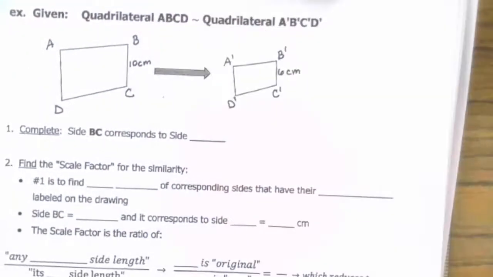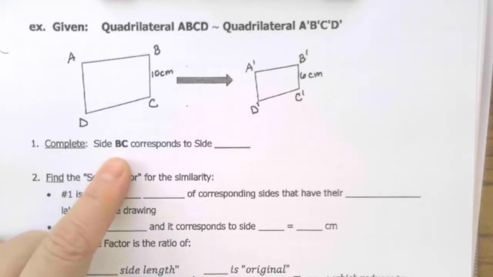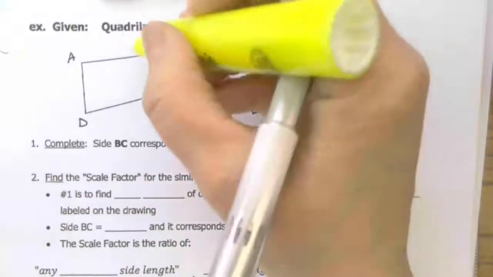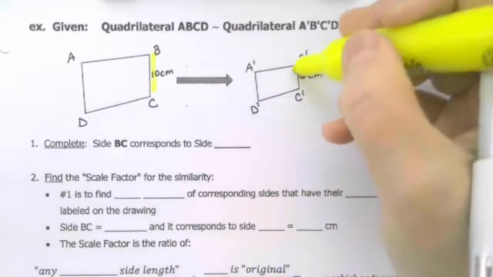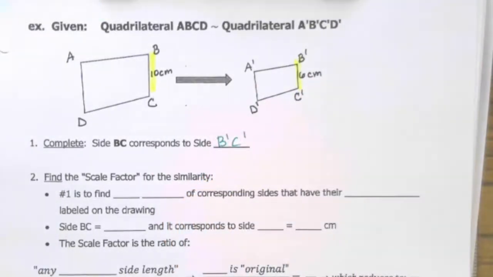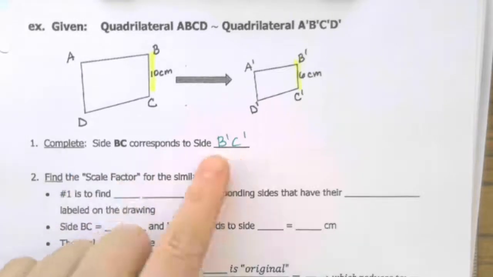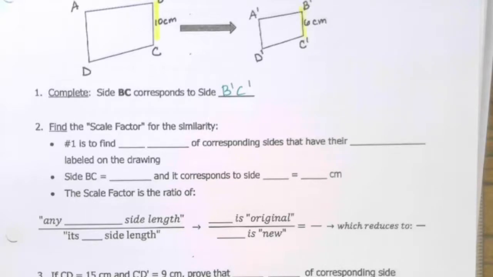Last page, let's do another example. Given quadrilateral ABCD, similar to quadrilateral A prime, B prime, C prime, D prime. Here we are. All right, complete the sentence. Side BC, okay, this is side BC, corresponds to side B prime, C prime. Because this one has primes, you know that those two match. They correspond.